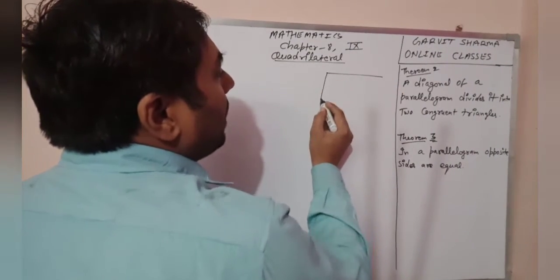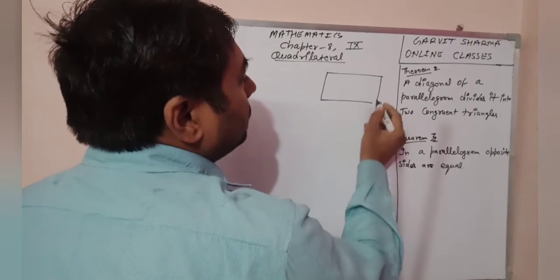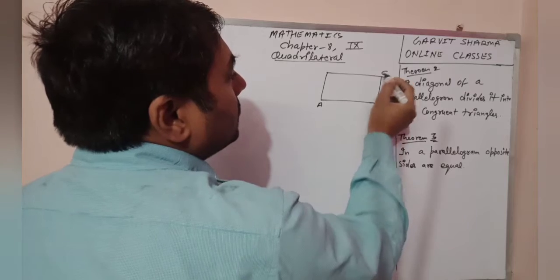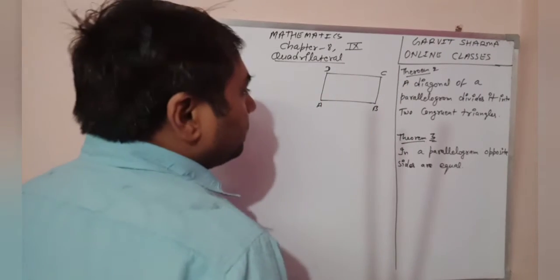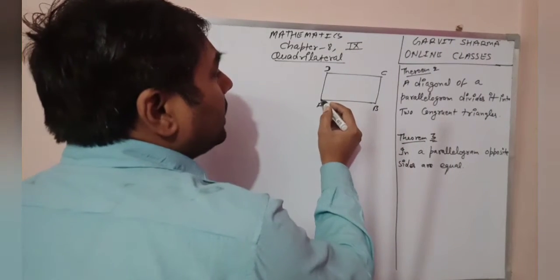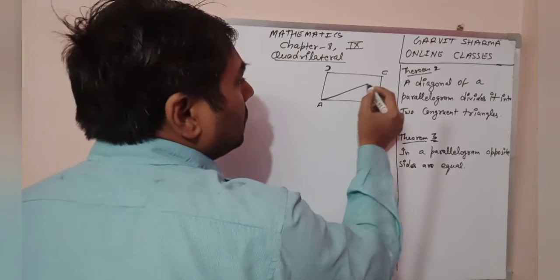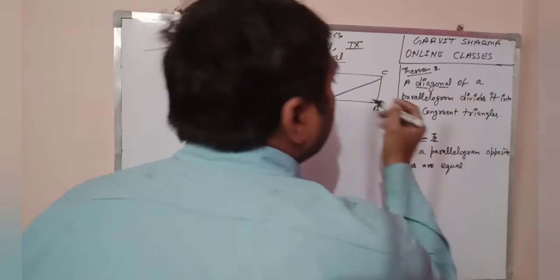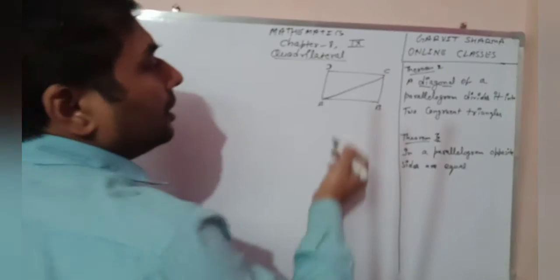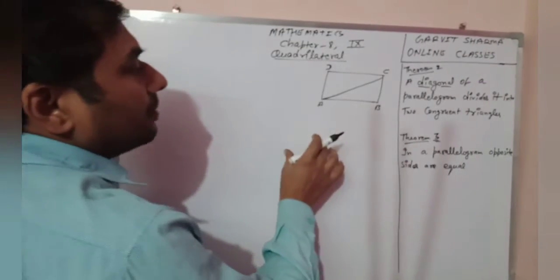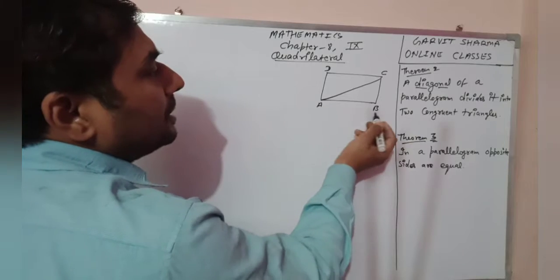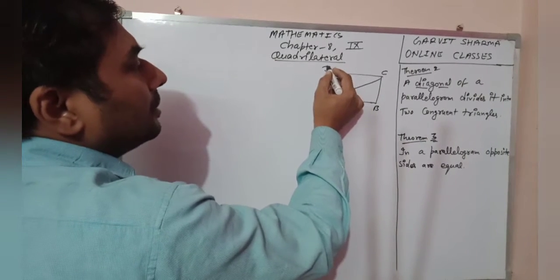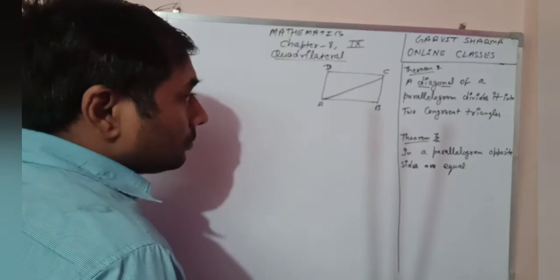Let's take a parallelogram ABCD. A, B, C and D. Take its diagonal AC. Its diagonal AC divides it into two congruent triangles. We have to prove that triangle ABC is congruent to triangle ADC.